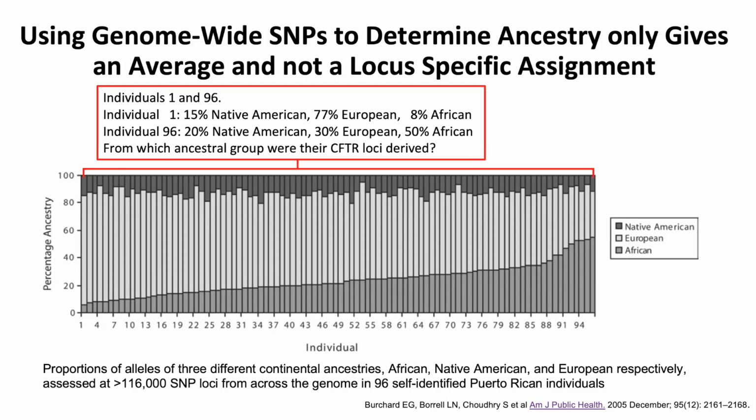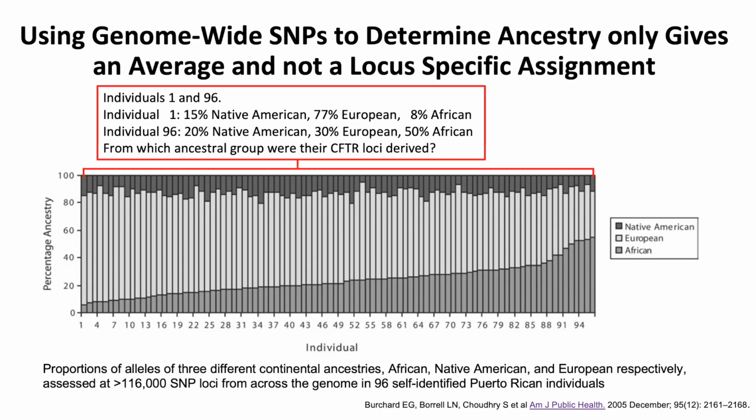So if we look at individuals 1 and 96. Individual 1 is 15% Native American, 77% European, and 8% African, according to their SNPs. And individual 96 is a little more Native American, 20%, significantly less European origin, 30%, and significantly more African origin. Okay, so these 2 individuals, what CFTR residual carrier risk should one use?